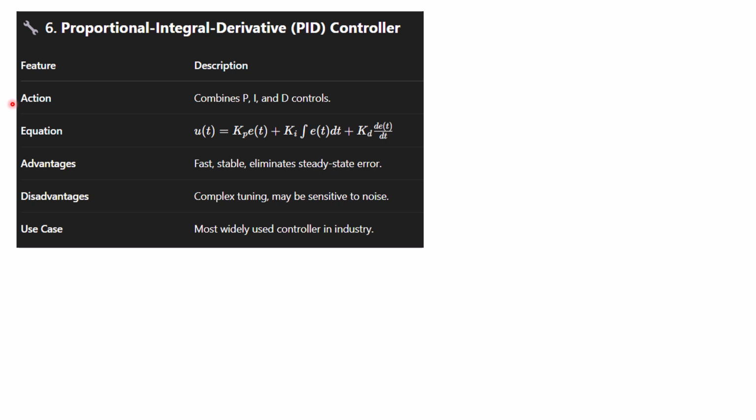And we add these three, which is this combination of P, I, and D controller. The P, I, and D eliminate steady state error.